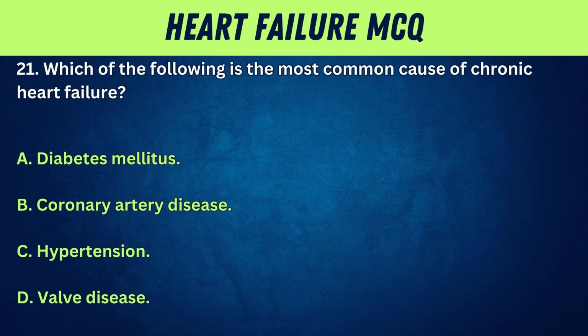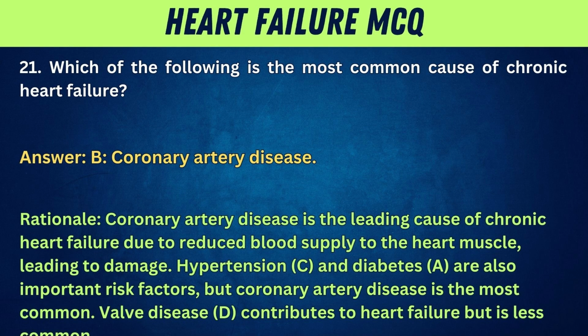A. Diabetes mellitus. B. Coronary artery disease. C. Hypertension. D. Valve disease. Answer: B. Coronary artery disease. Rationale: coronary artery disease is the leading cause of chronic heart failure due to reduced blood supply to the heart muscle, leading to damage. Hypertension (C) and diabetes (A) are also important risk factors, but coronary artery disease is the most common. Valve disease (D) contributes to heart failure but is less common.